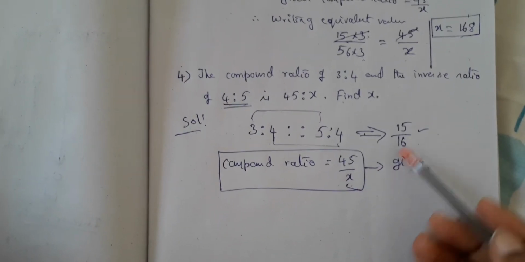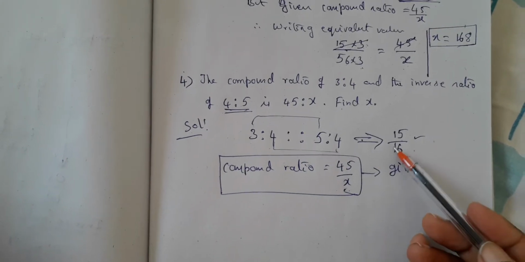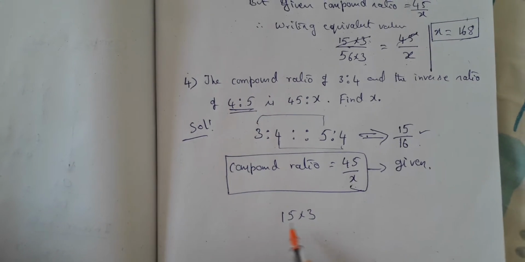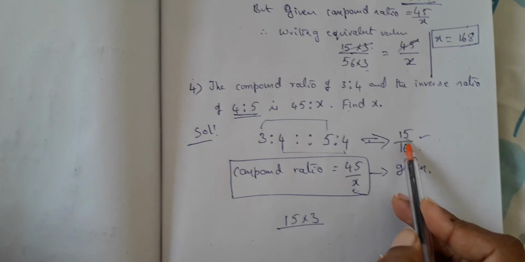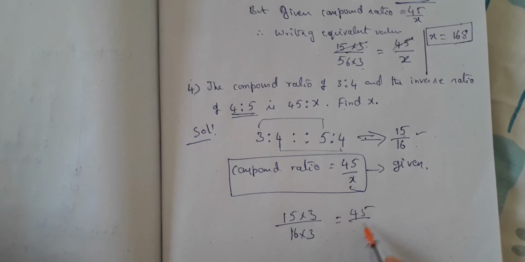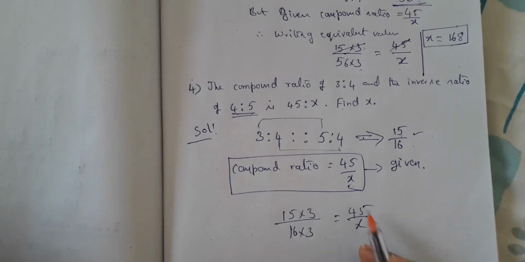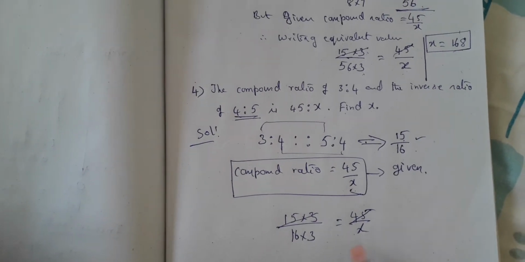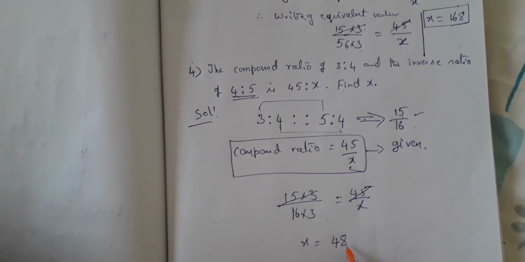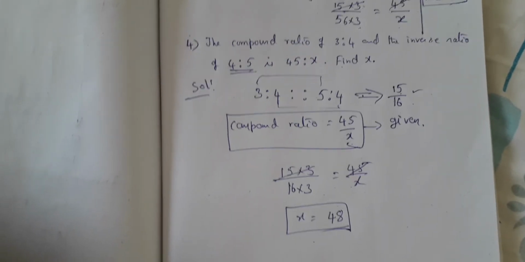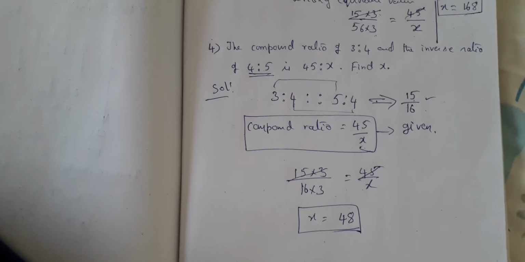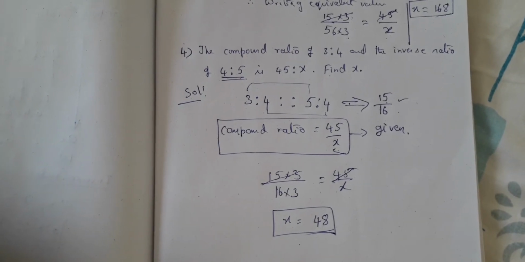Now we are going to make these two equal. How are we going to make these two equal? You have to multiply 15 with 3, then only you will get the numerator value to be equal to 45. When you are multiplying this 15 with 3, you have to do this to the denominator also. 16 into 3 is equal to 45 by x. So 45 will get cancelled. Therefore x is equal to 3 16s are 48. Right children, is that clear? So pause the video for a moment and then copy it down.